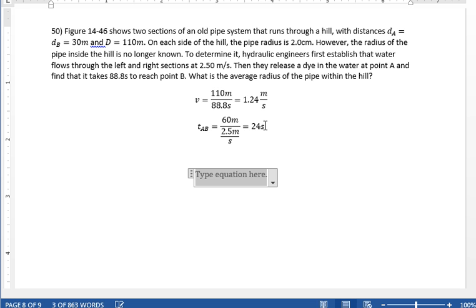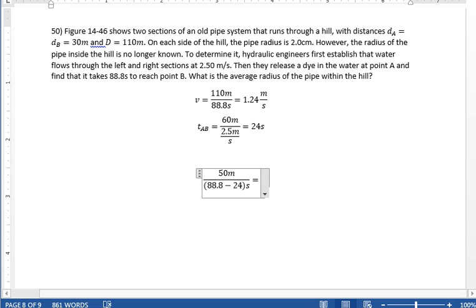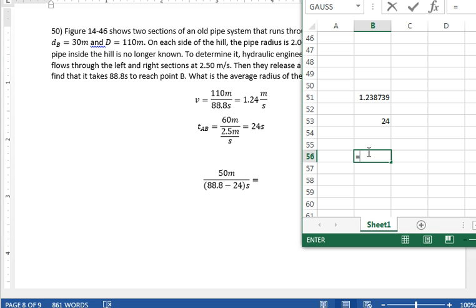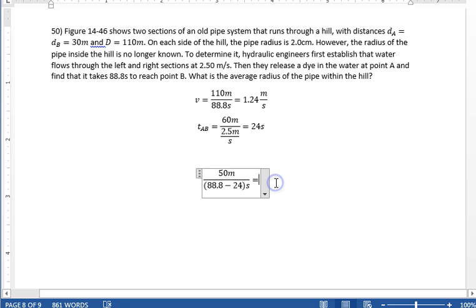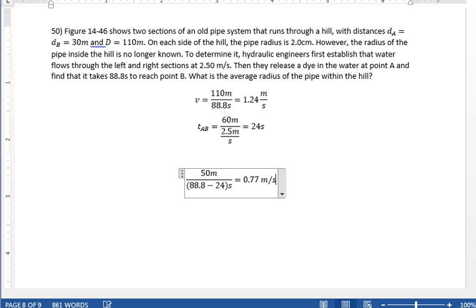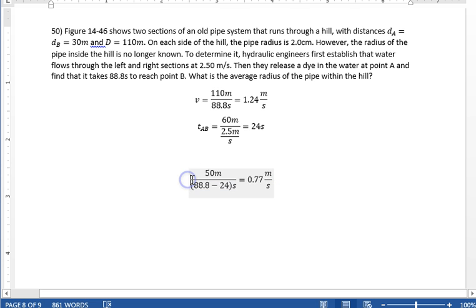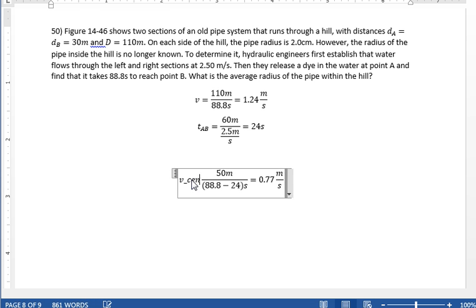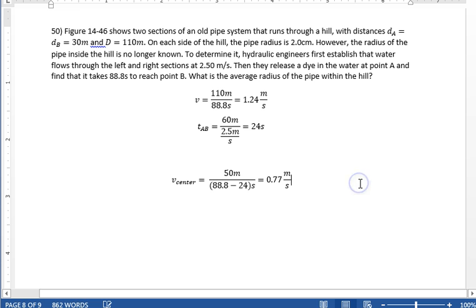The length that's left is 50 meters, right? And it goes through the 50 meters in 88.8 minus 24 seconds. So 50 divided by 88.8 minus 24 equals 0.77. 0.77 meters per second is the velocity through the center piece, right? The velocity we're going through in the center.